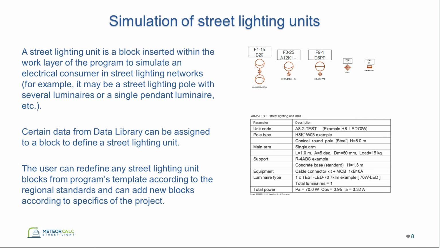The main concept of MeteorCalc is a street lighting unit. A street lighting unit is a block that simulates an electrical consumer in street lighting network. For example, it may be a street lighting pole with several luminaires, or a single luminaire, or a group of luminaires, and so on. You can redefine any street lighting unit block in your project file. You can choose any visual representation, but you need to keep attributes unchanged.